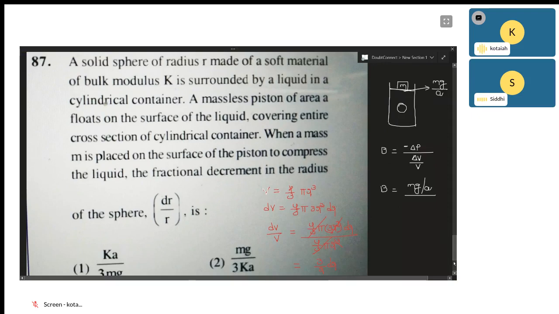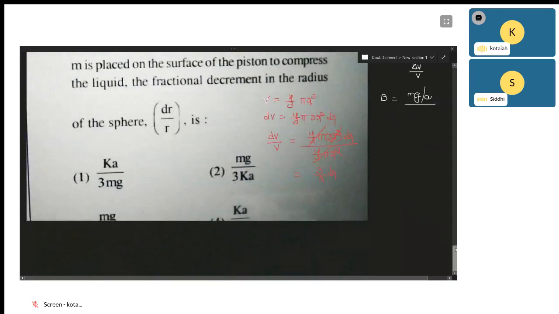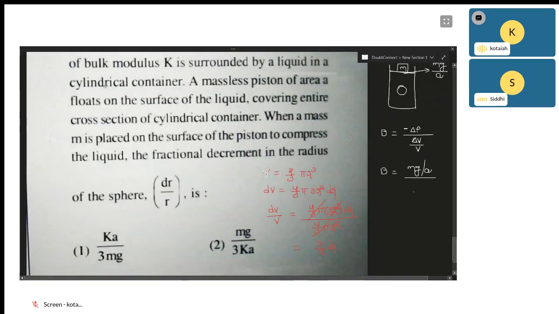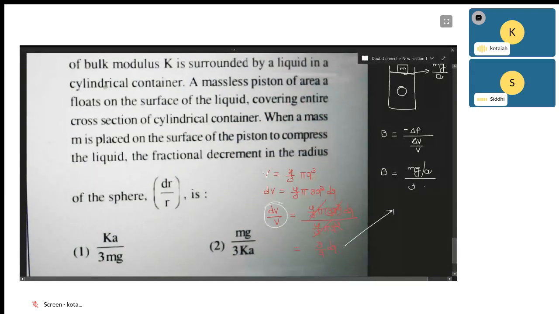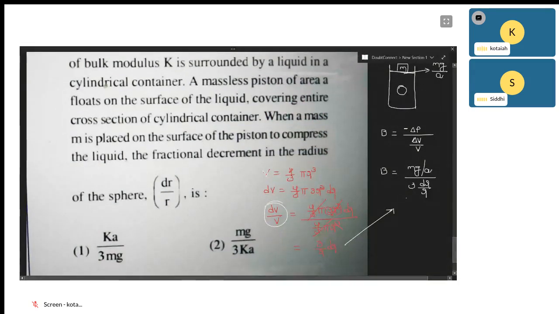dV by V means change in volume by original volume. So in place of delta V by V, I can write dV by V, and in place of dV by V, I can write 3 into dr by r. When I calculate, I get 3 by r into dr. That means 3 into dr by r.